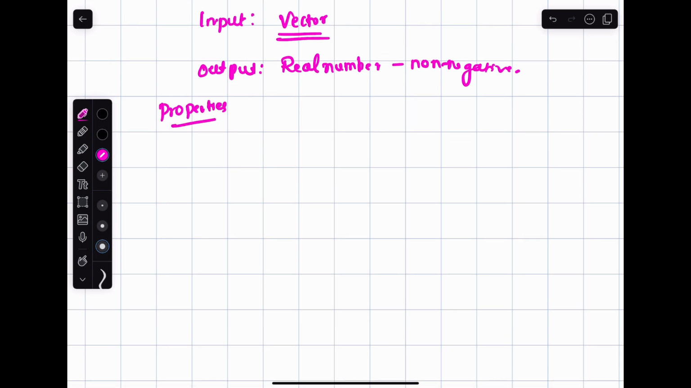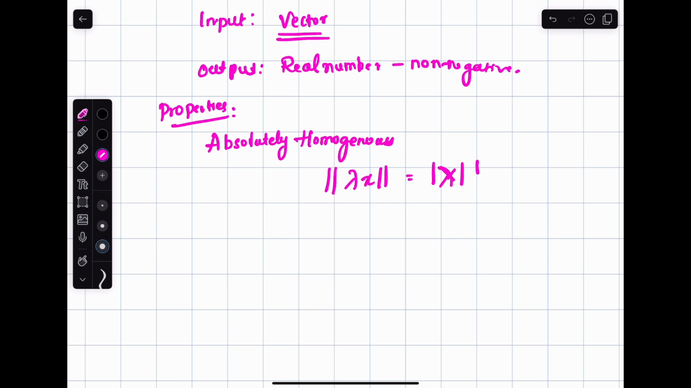This is kind of important. If you study it, it is good, and you'll know how to solve the problem. So what is the first property? The first property is absolute homogeneity. You don't have to study any definition, you just have to study the formula. The norm of lambda times x is equal to the absolute value of lambda times the norm of x. Here, the norm is all double straight lines.